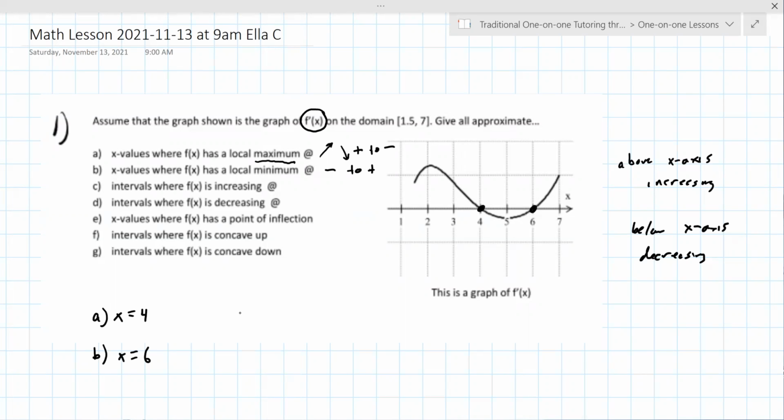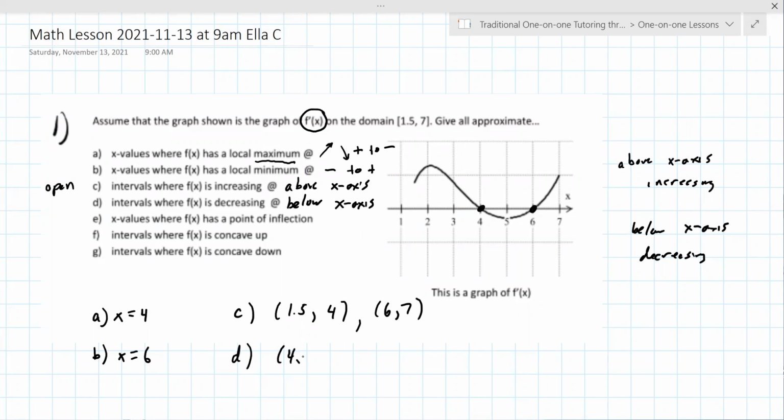Okay. So part C kind of already answered that, where it's increasing. That's where the derivative is above the x-axis. So it's above the x-axis from 1.5 to 4, and it has to be an open interval, I guess. And then again from 6 to 7. So it's parentheses, not brackets. Decreasing is where it's below. You're obviously going to get something different on your test than this, but this is important. So it's decreasing from 4 to 6.